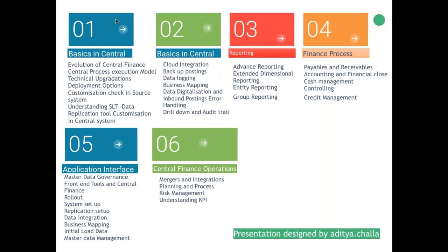So customizing check in the source system. First of all, the source system should be in a proper way. And then you need to understand how the system landscape replication tool will be customized. In S/4HANA, we don't require the customization of SLT, but here we require the customization of SLT, the complete structure. Then cloud integration, backup of postings, data logging, business mapping, data digitalization and inbound postings, error handling, and drill down and audit trials.